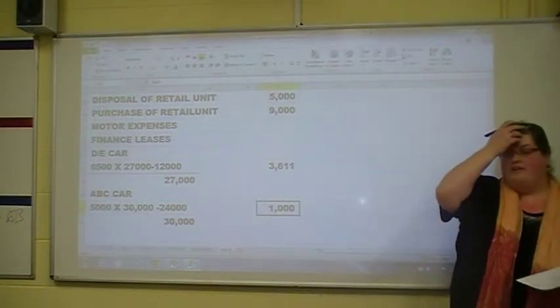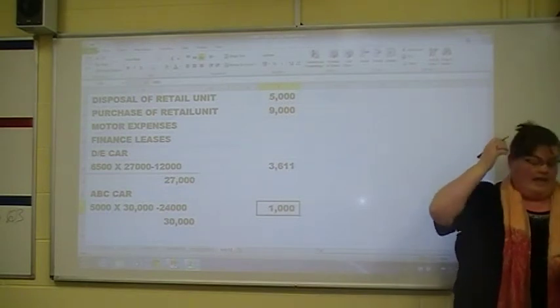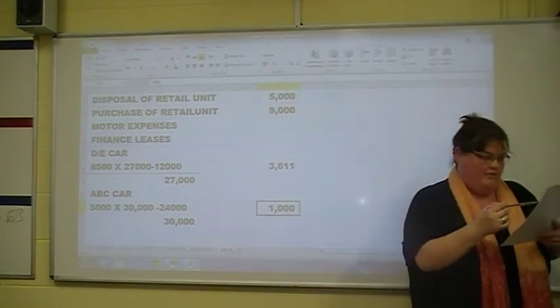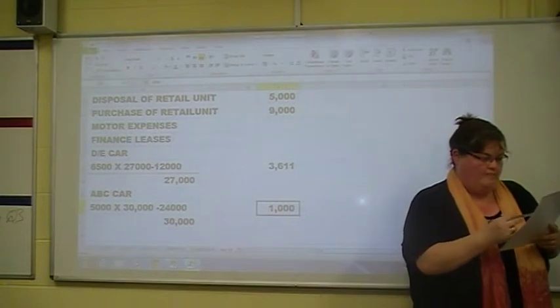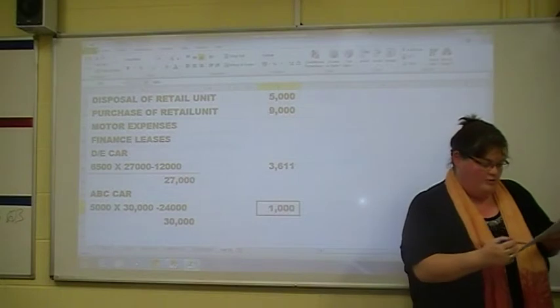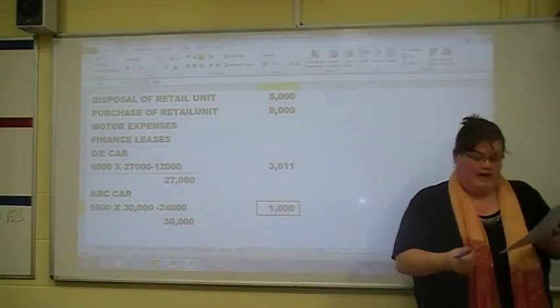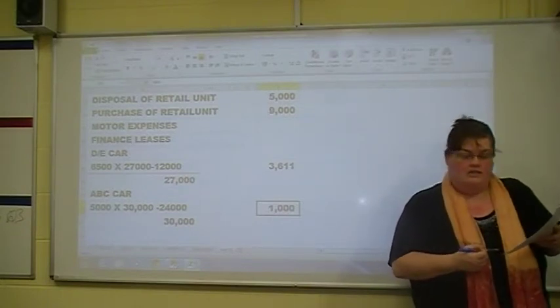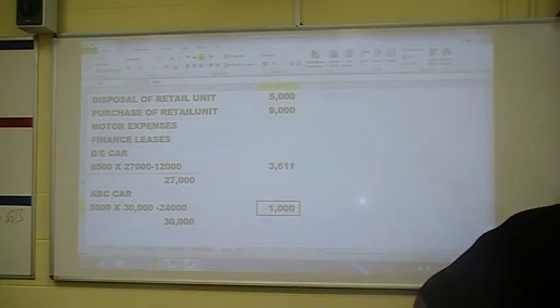Is that all the add backs in, is it? I think it is. Yeah, we just have the three of them: the motor, the depreciation, the bad debts, legal expenses, motor expenses, and we've done our income already. We've actually deducted that off of it. So just add up all of them now.